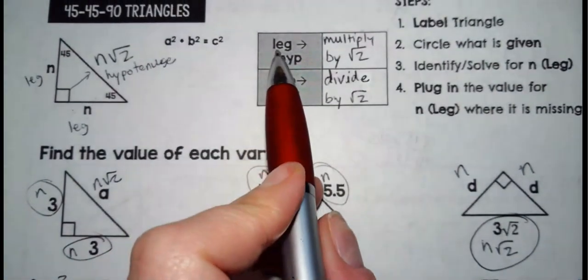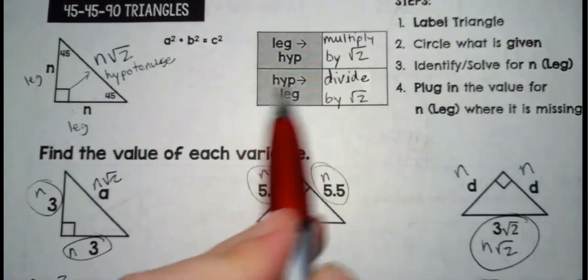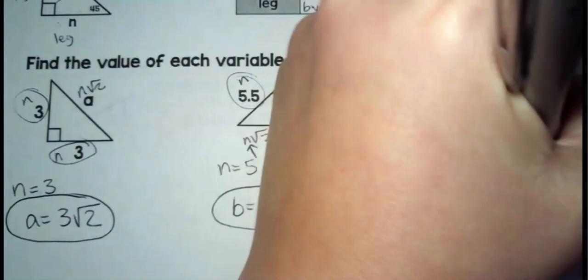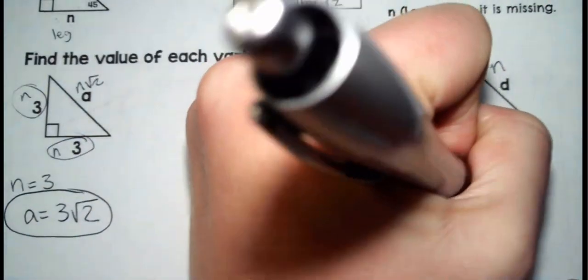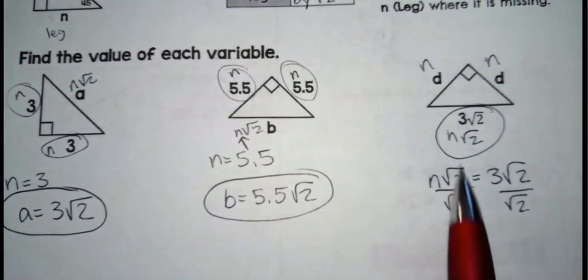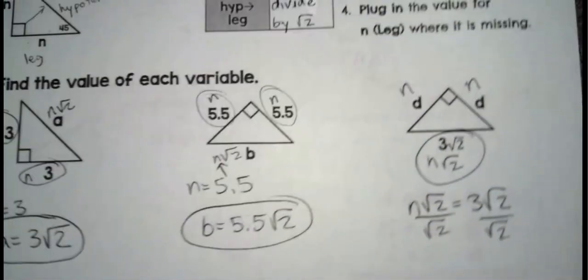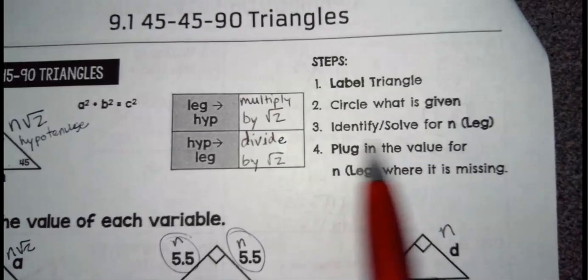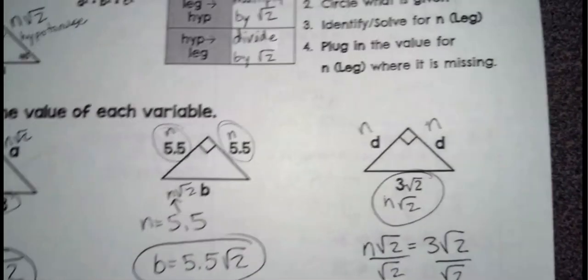Well, now we're going to do the opposite. So you see, if you're given the leg, you're going to multiply. If you're given the hypotenuse, you're going to divide. So let's look at this. If we divide by the square root of 2 on both sides, because what are the steps that I'm solving? Label the triangle, circle what's given, and then identify or solve for n.